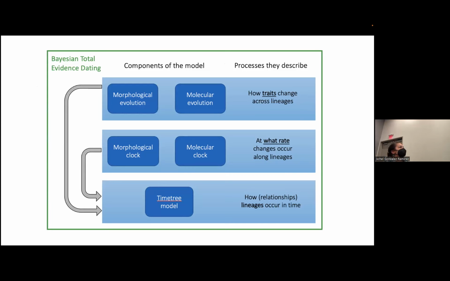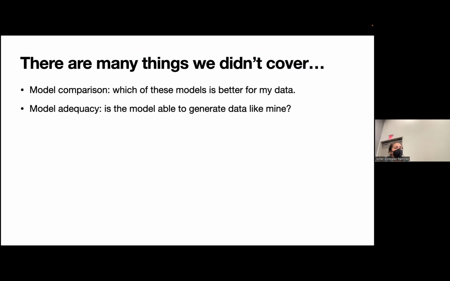And the cool thing is that they inform each other, right? So the tree is informed by the morphological data as to branch lengths. The tree is also informed by the clocks as to how fast the changes occur. And the time tree is also informed by the data of the fossils, and everything is estimated together, right? So we're co-estimating everything, letting the different components of the model interact and inform each other. So I think this is really cool.